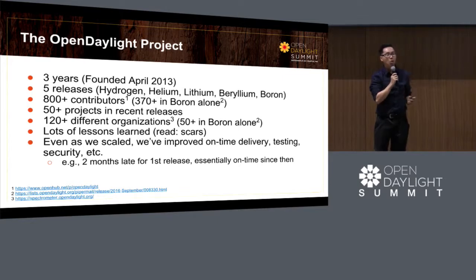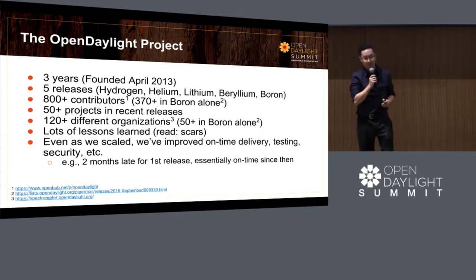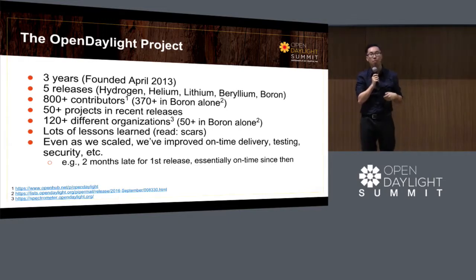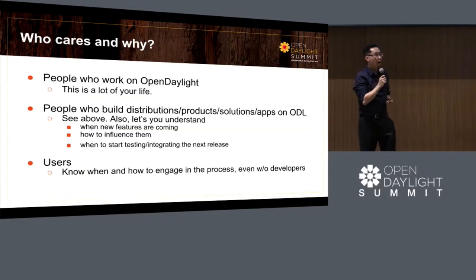And through it all, we're able to deliver roughly on time, give or take. But not always. In the beginning, we were actually about 2 months late. And somehow we've been able to shrink that down. And that comes from tremendous amount of lessons learned, read Battle Scars, and continuous evolution and refinement to our process.